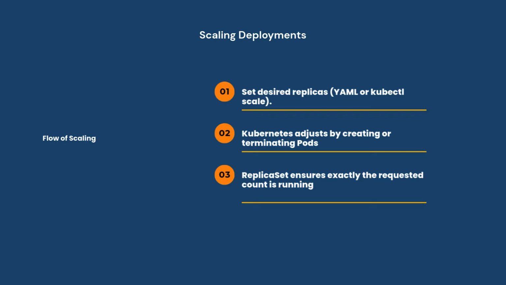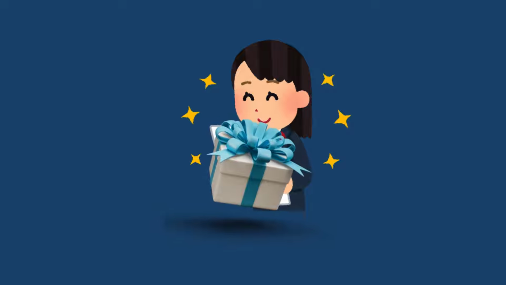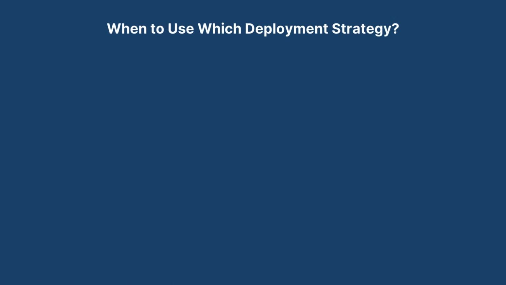In later chapters, we will also see the horizontal pod autoscaler, which can scale deployments automatically based on CPU or memory usage. But for now, this is manual scaling. Now, as promised, here's your bonus question. When to use which deployment strategy?